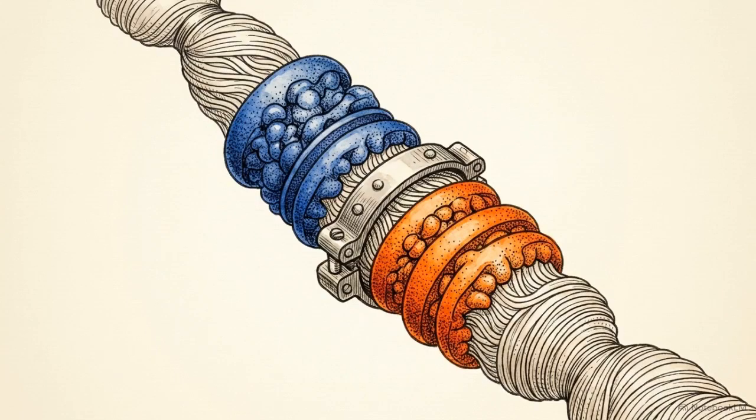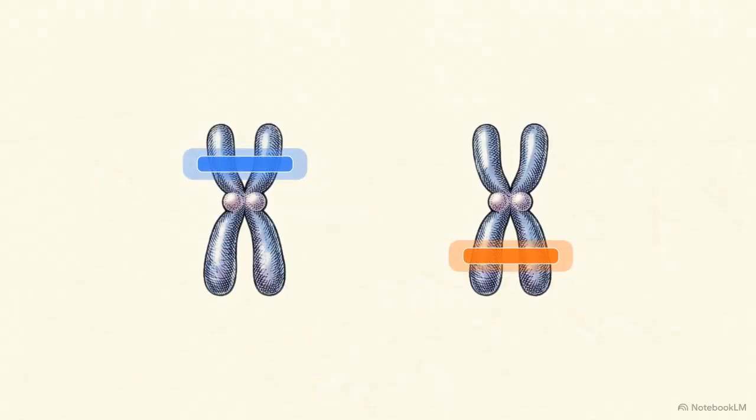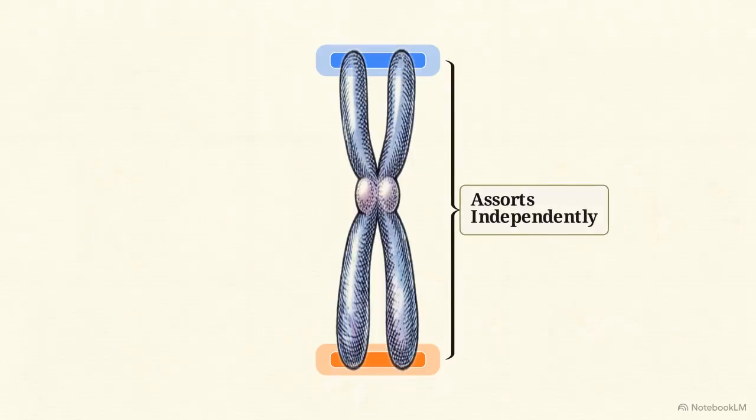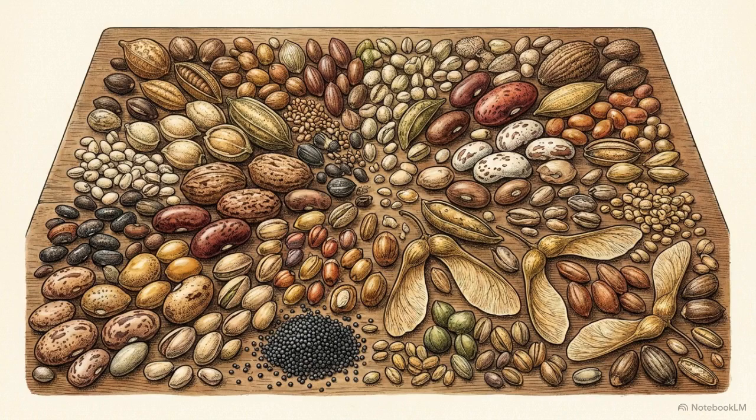This law carries a severe mechanical limitation. It functions only if the genes governing the traits are located on entirely different chromosomes, or sit so far apart on the same chromosome that they sort independently. Independent assortment exponentially increases biological diversity. Its predictive power relies entirely on the untethered movement of unlinked chromosomes.